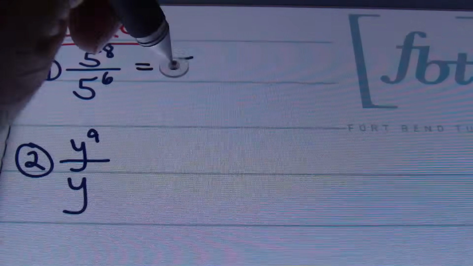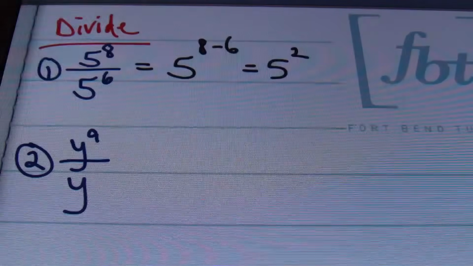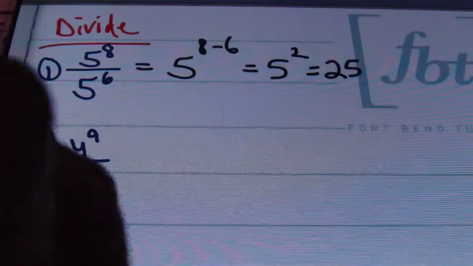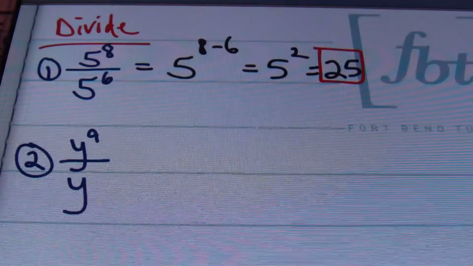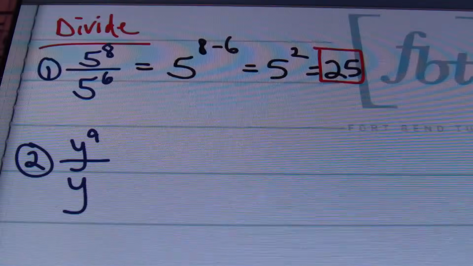It's the same as having 5 to the 8 minus 6th power, which is 5 squared. All right, well, that answer needs to be simplified, so you'll end up with 25 as a result. And that's it. Done and done. That's problem number 1. Just subtract the exponents and simplify.